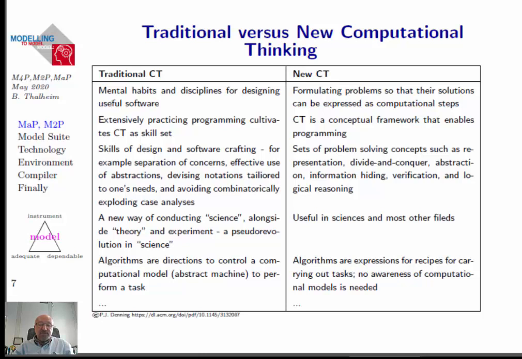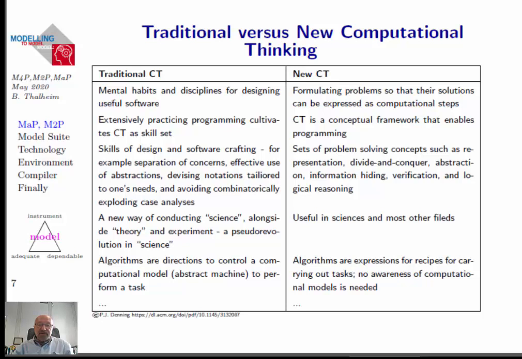Traditional thinking is based on mental habits and disciplines for designing of useful software. Of course, it is somehow cultivated in our area. The skills of design and software crafting are somehow developed. That is some kind of new science, a long theory and experiment. That means in this case we have a specific means, and algorithms are the main tool, the directions to control the computational model by an abstract machine to perform a task.